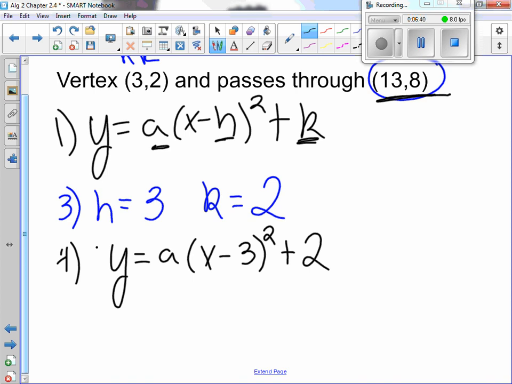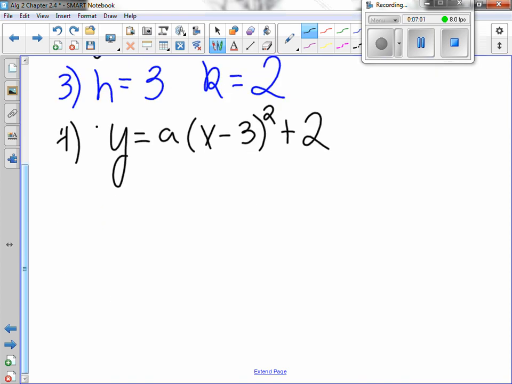Now it says it passes through this point, yes? So if I knew all the variables, if I know what the value of A is, and I plug 13 in for X, the value that will come out of this function is what? 8, because 13, 8 is a point on the graph, yes? So if I plug 13 in for X, 8 will come out for Y, yes? That's how we're going to find A. Because for this to work, what it's telling me is if I plug 13 in for X, I will get 8 for Y, because it's a point on the graph.